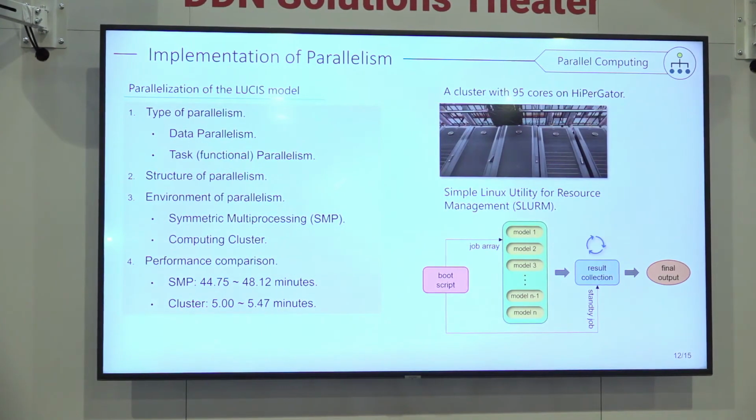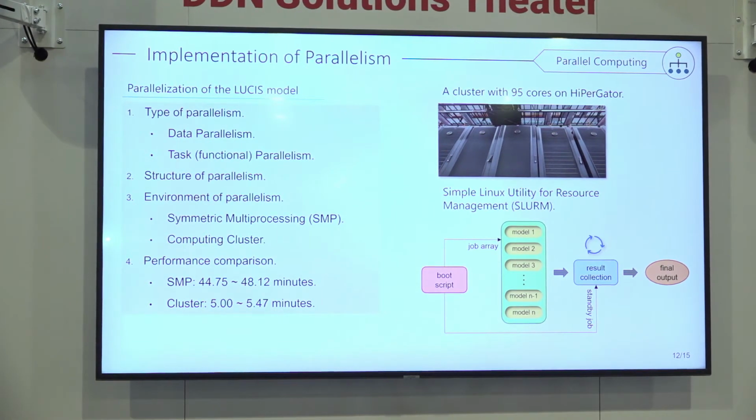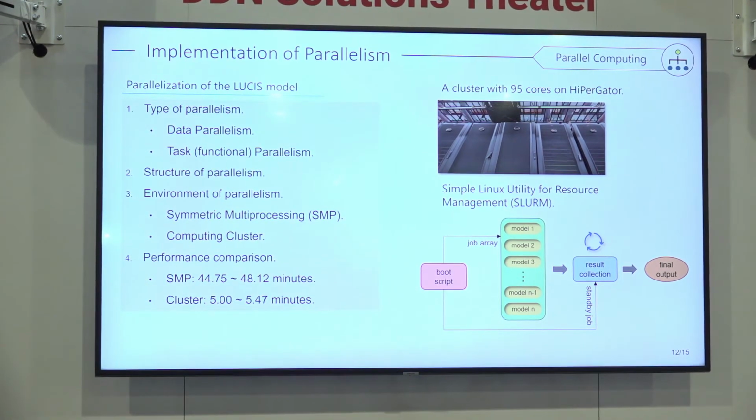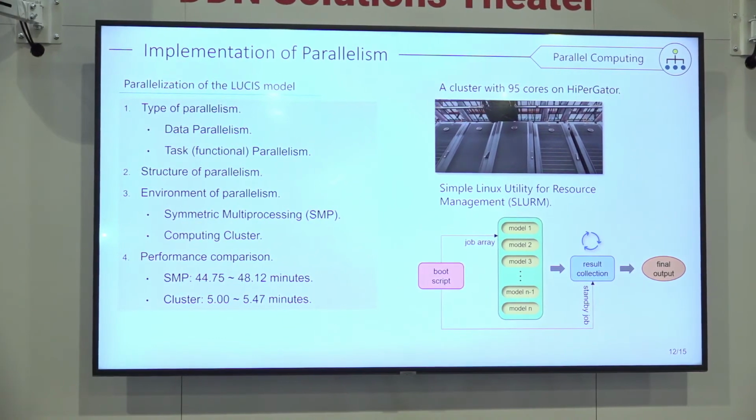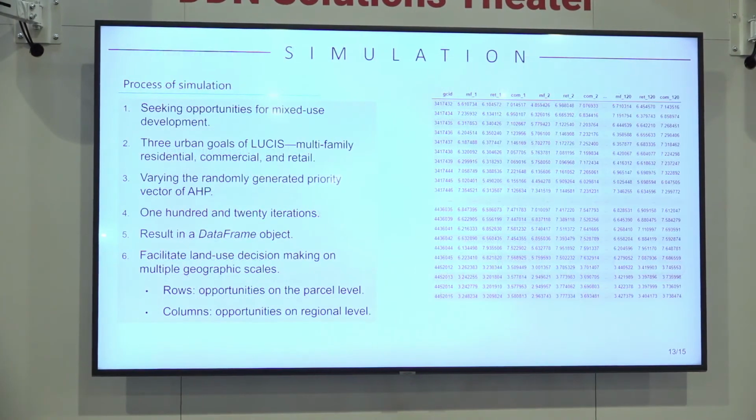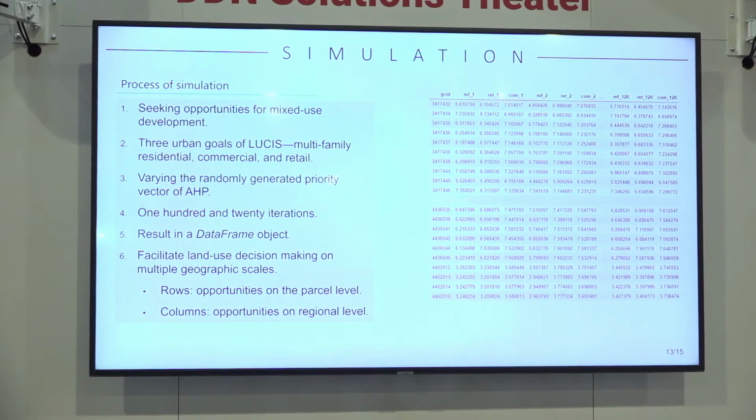And you can see here, one calculation on an SMP node takes from 44 to 48 minutes. And when we run it on the cluster, it takes 5 minutes for one simulation. And then we can run like 100 of them in parallel. So in 5 minutes, we have 100 different scenarios. Then we can extract the data where you create some indices.